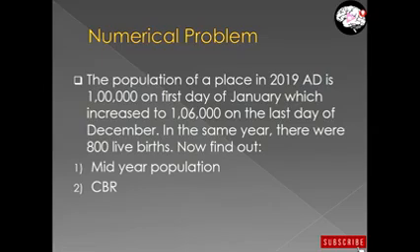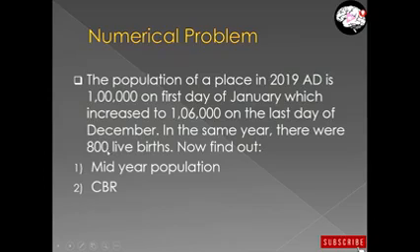Now I will tell you how to do this. What is given? 1 lakh population is the population of the first day of January, so this is P0, the population of the first day of the year. It increased to 1,06,000 on the last day of December, the population of the last day of the year, so this is P1. In the same year there were 800 live births. Live births means B, so B is equal to 800.